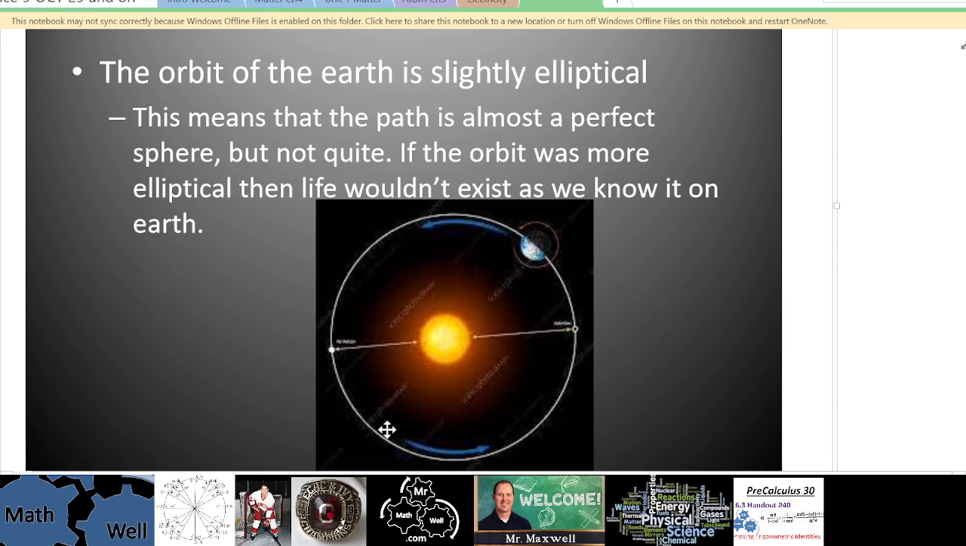Okay, so if it was flatter, if we were further away from the sun for most of the year, it would not be good. And it's just right. We get cold in the northern hemisphere. In Canada, we get pretty cold in the winter, pretty warm in the summer. But any difference in these orbit paths or tilts of the axis, things like that, would really mess things up.